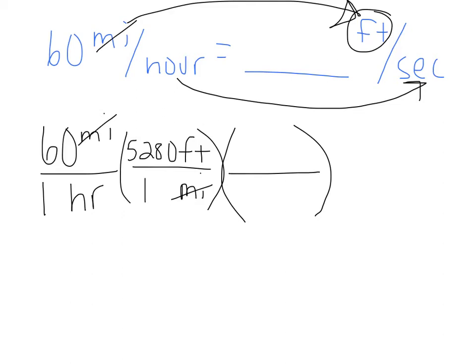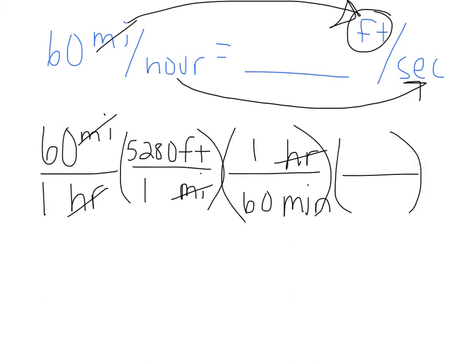The hours, if you notice, are on the bottom of the fraction here. So to cancel them out, I'm actually going to need to put them on the top. So that will cancel the hours out. Okay, well, I don't know exactly how many seconds are in an hour, but I do know how many minutes are in an hour. Okay, there are 60 minutes in 1 hour.